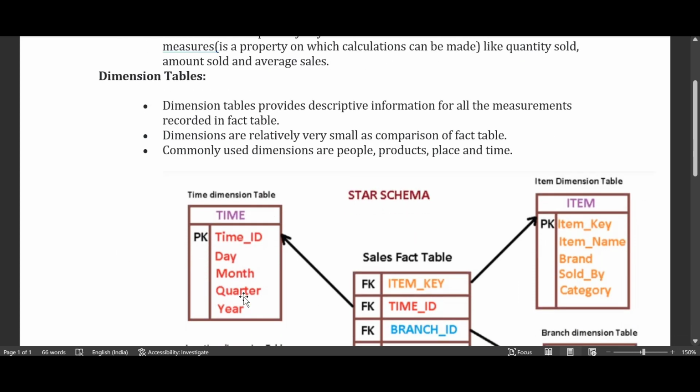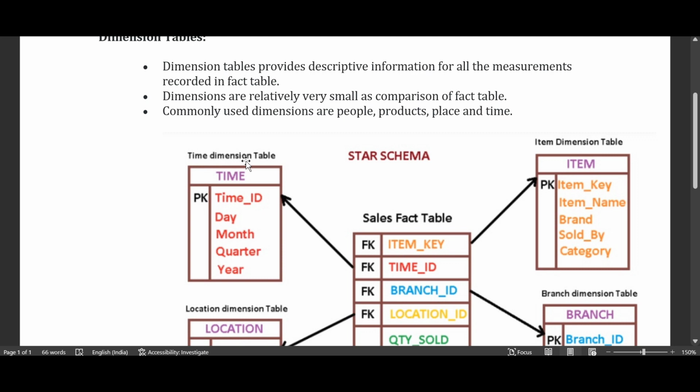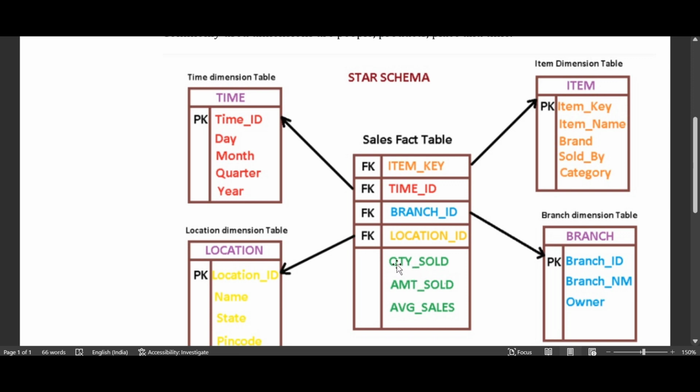Dimension tables basically provide descriptive information. Suppose time dimension tables are there, location dimensions are there, and items. So a dimension table stores the time, day, month, quarter. It has a small quantity of data, and mostly the type of data that does not change on a frequent basis. But in a fact table we have a very huge volume of data, and that data stores the quantity sold, amount, and average sale for that particular item. So all that kind of information we store in a fact table.